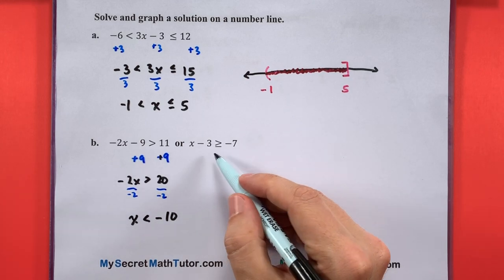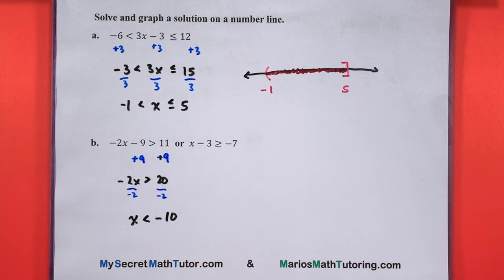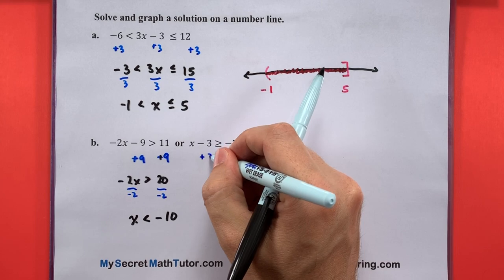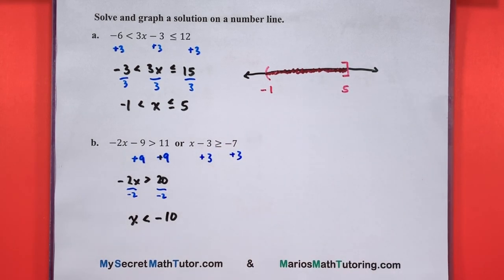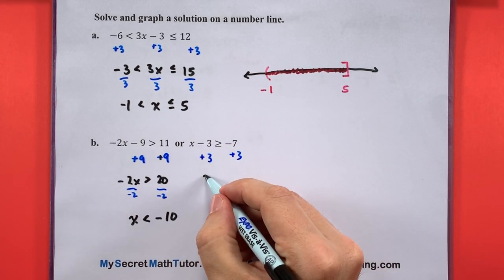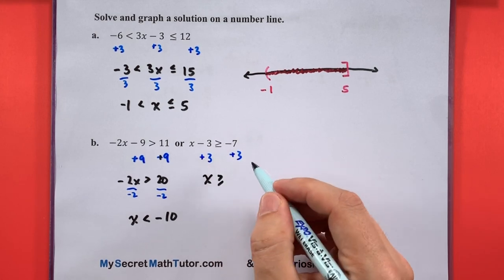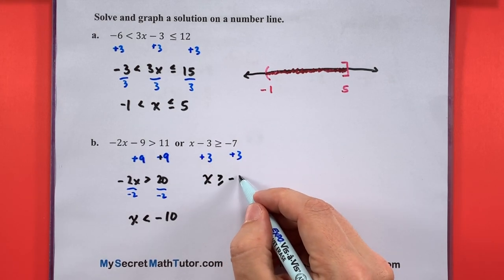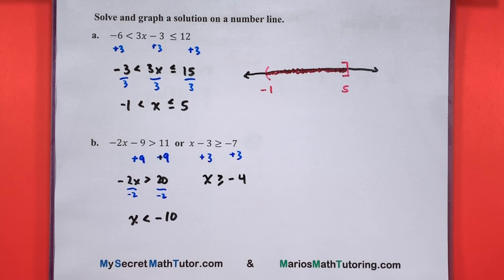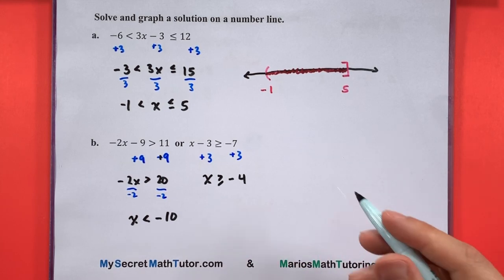All right, moving on over here, getting x all by itself, we will add 3 to both sides, so plus 3, plus 3. So x is greater than or equal to negative 7 plus 3, which is negative 4. Notice how we're not worried about flipping the sign here because we are not multiplying or dividing. All right, so we have two solutions: x is less than negative 10 or x is greater than or equal to negative 4.